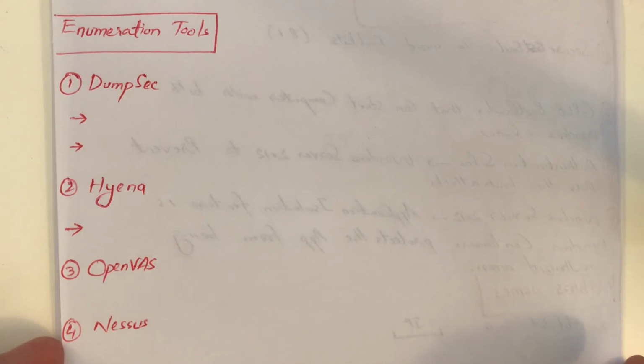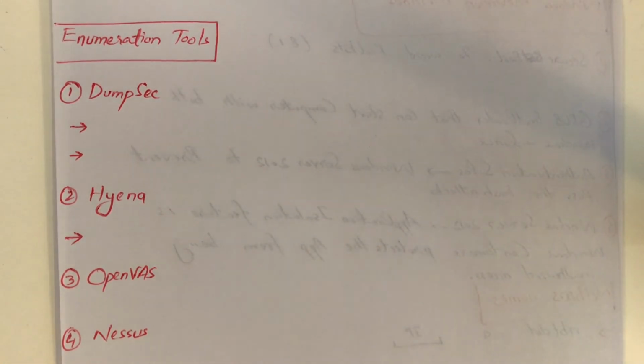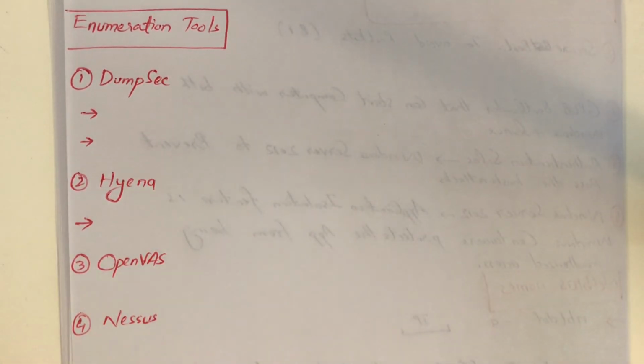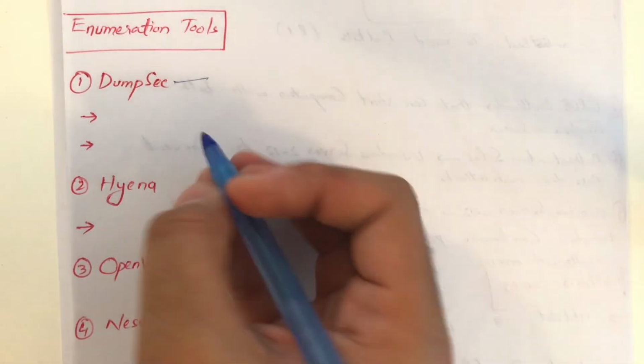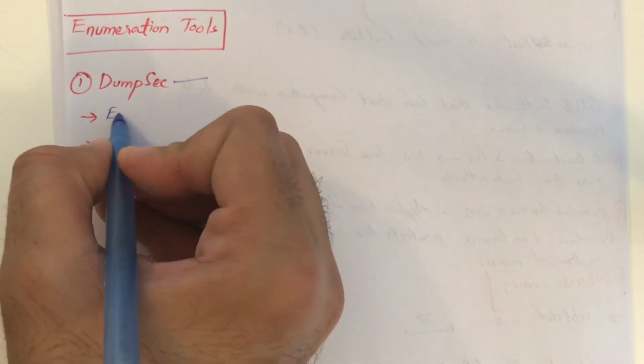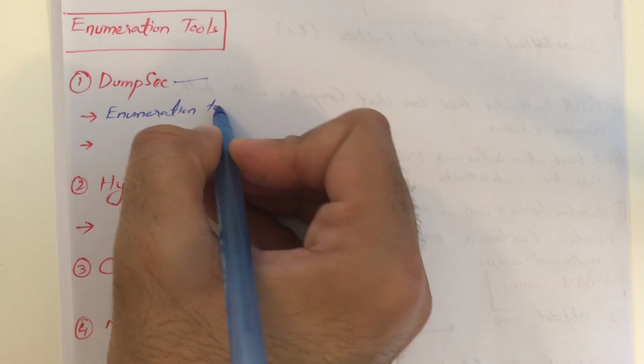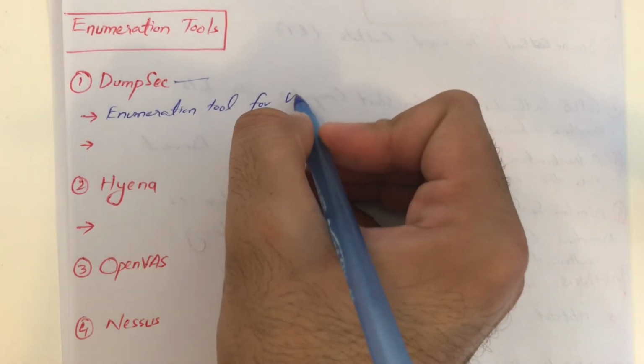As for tools through which you can execute NetBIOS enumeration, rather than using nbtstat, which is command driven, there's one other tool called DumpSec, absolutely free. You can download it, just look for DumpSec. It runs perfectly with Windows. If you have a Windows computer, just download it and you can try that. DumpSec is a GUI based enumeration tool for Windows.